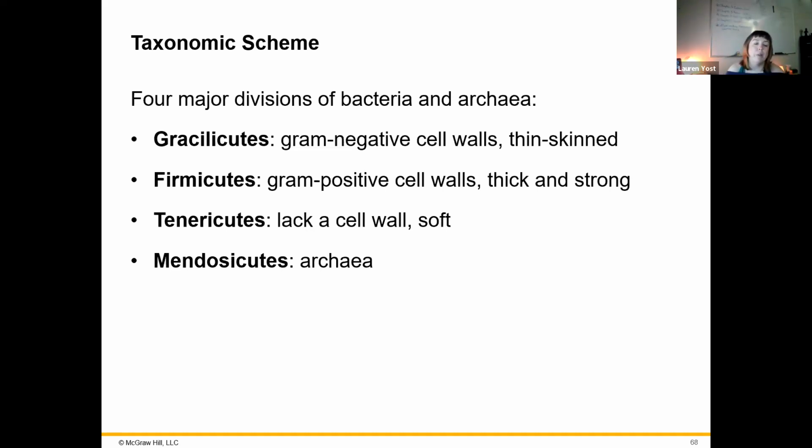I always remember the firmicutes is firm. The gram-positives are the ones with the thick, strong peptidoglycan layer, the firm peptidoglycan layer. So they are the firmicutes.